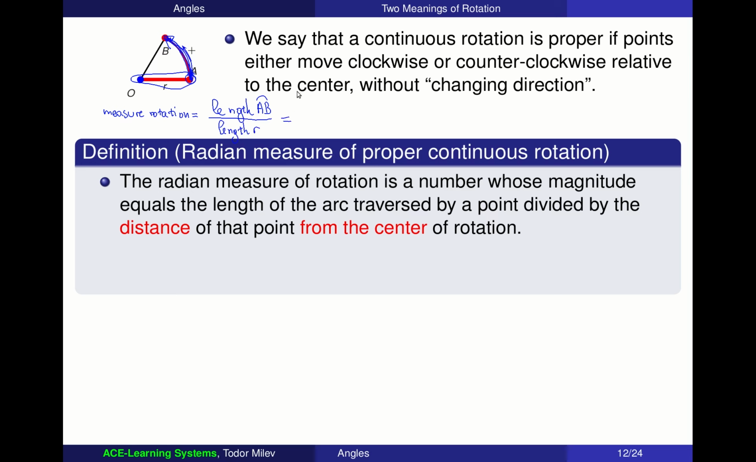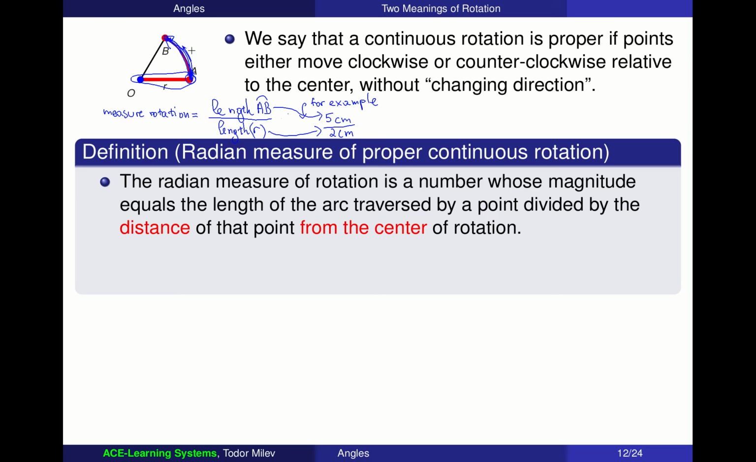So think of something like this. For this particular example, an example of that would be something like a 5 centimeters arc length divided by 2 centimeters in the radius. So that would be the length of my radius, and that would be the length of my arc. Okay, so we found out the magnitude of the measure of rotation.